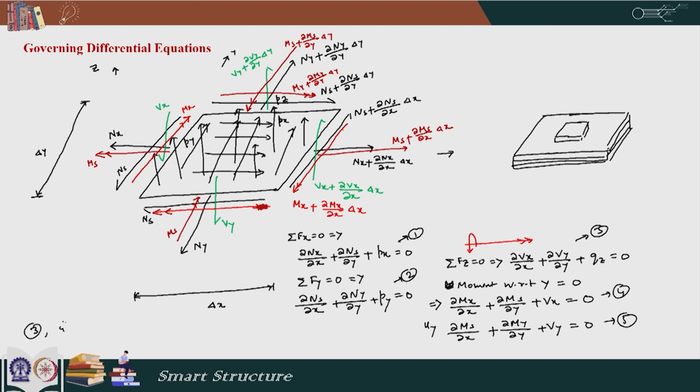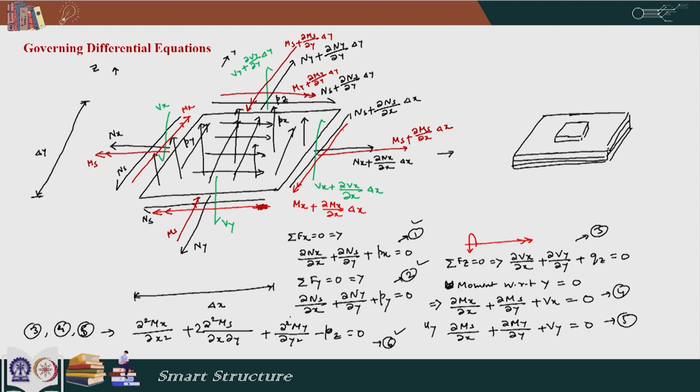So, 3, 4, 5 in combination gives del 2 mx by del x2 plus twice of del 2 ms by del x del y plus del 2 my by del y2 minus pz equal to 0. So, this equation 6, along with 1 and 2, are our governing differential equations.